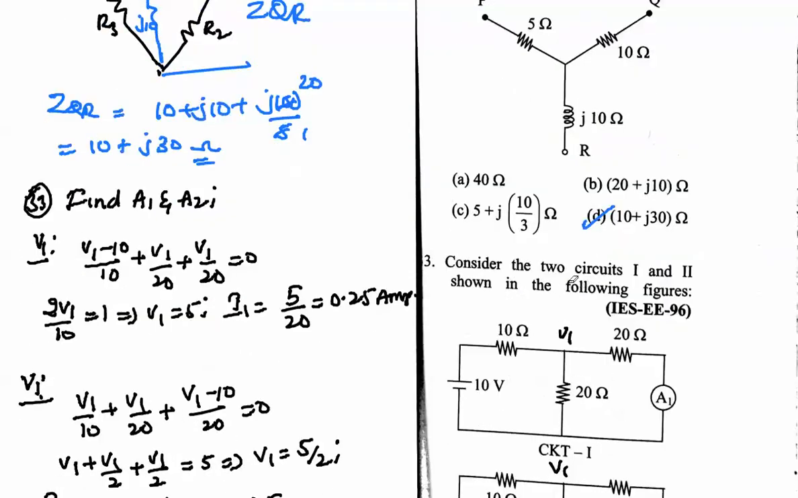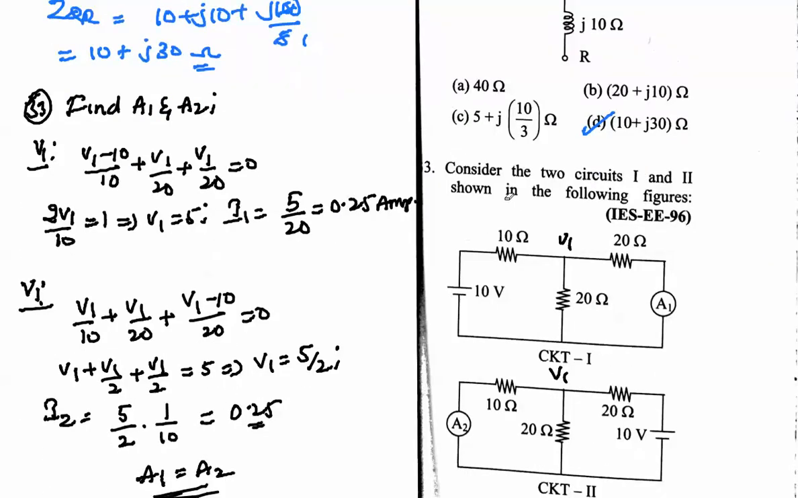Next case, 33rd problem here. Consider two circuits 1 and 2 as shown in the figure. Find the values of A1 and A2 and give the result. By applying nodal analysis here, first V1, so V1 is superior to the other voltages, so the current leaves from this V1 here: (V1 minus 10) divided by 10 plus V1 by 20 plus V1 by 20 is equal to 0. So from this I will get I1 as 0.25 amps.